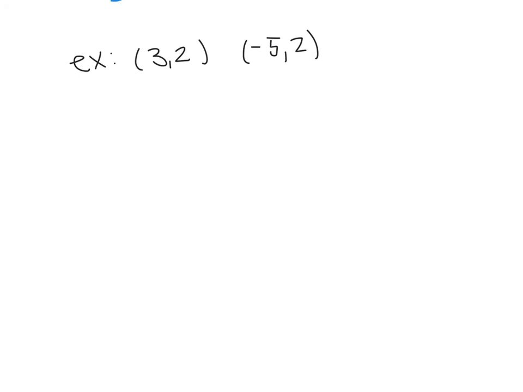Here's another example where we want to find the equation of the line going through these 2 points. So here you might want to pause and work this out on your own and then look at it together. Okay, so we're going to find, first of all, the slope. So we're going to take the difference in the y values. Well, it turns out they're both 2, so we have 2 minus 2. And then we want the difference of the x values, negative 5 minus 3.